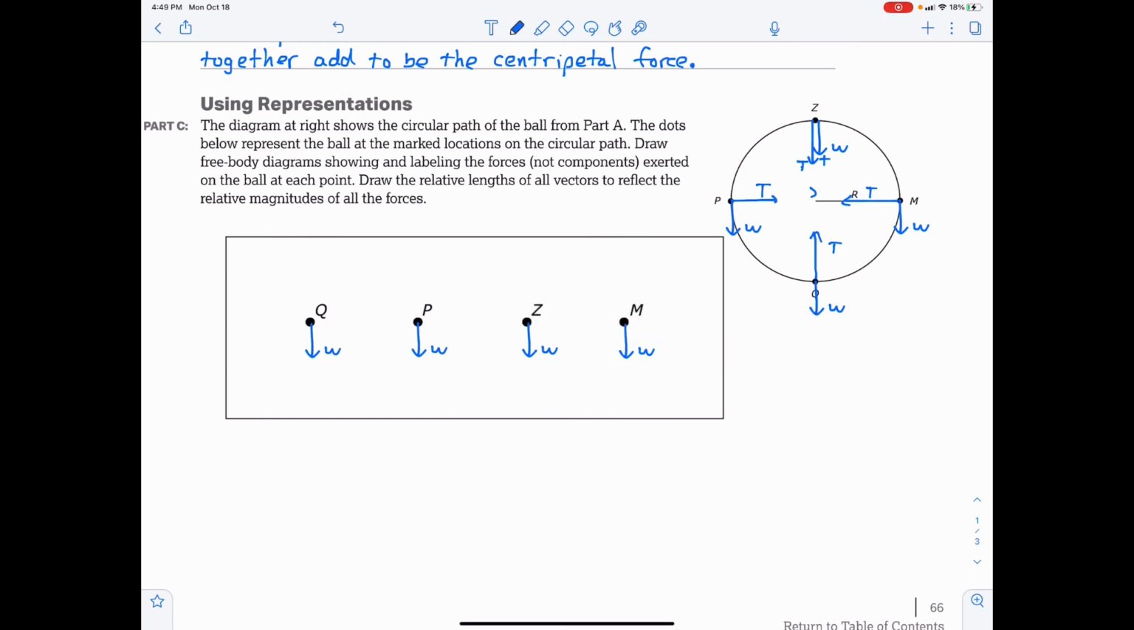Okay, at point Q, you've got tension pointing up and weight pointing down. Since tension is pointing to the center of the circle and causes the curvature, the force pointing to the center of the circle needs to be larger. Force in is greater than force out. At point P, you've got tension pointing to the right towards the center of the circle. At Z, you've got tension and weight both applied down. And at point M, you have tension going right and weight going down.